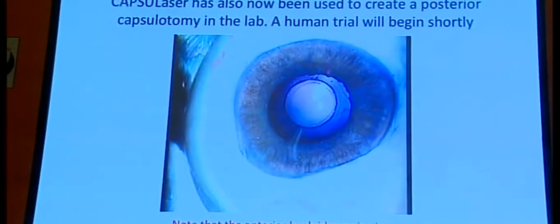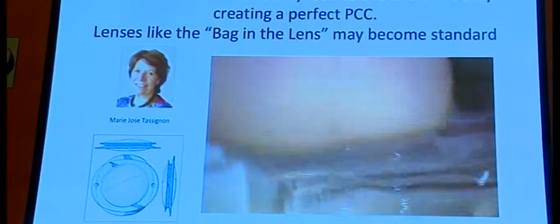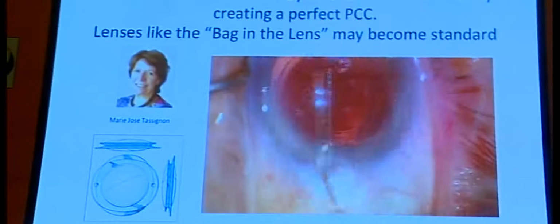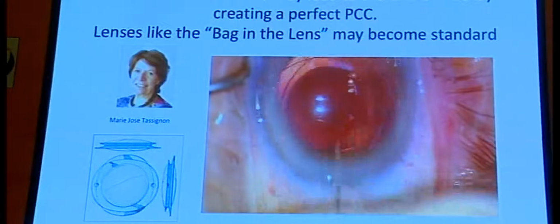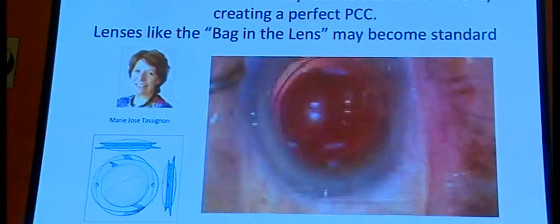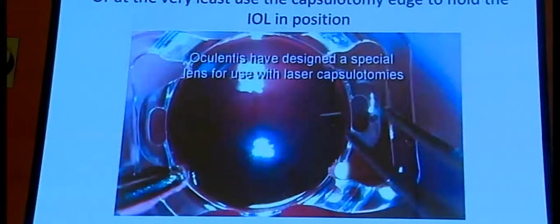Note that the anterior hyaloid remains intact even after using this capsulotomy for the posterior capsule. So with these anterior and posterior capsulotomy techniques in position, you can use IOLs which are called bag in the lens IOLs, and that would be the end of having PCO for the patient for all his life.